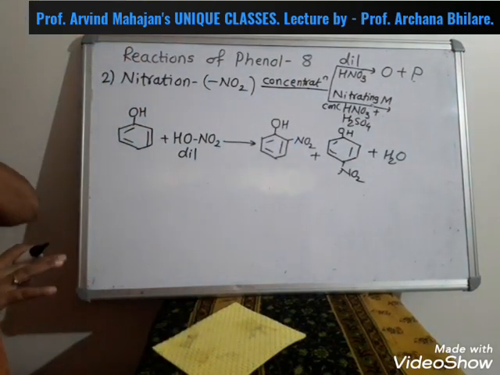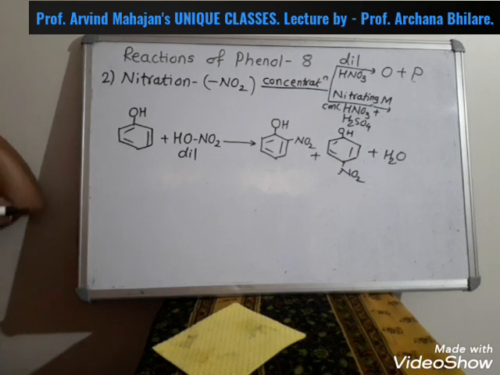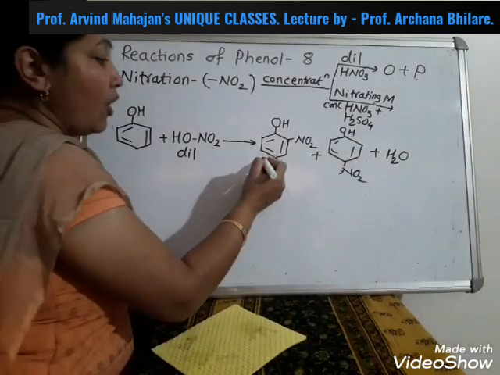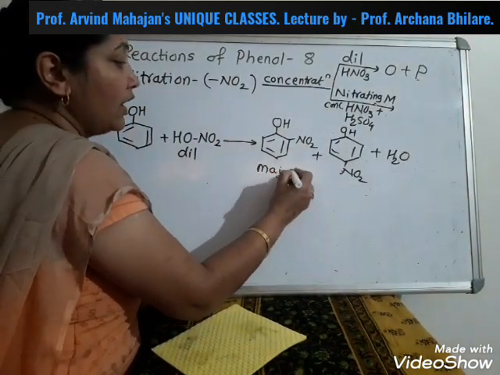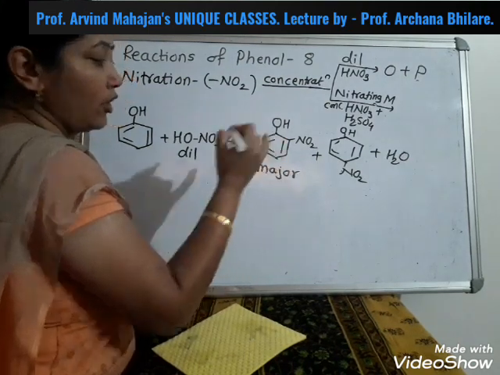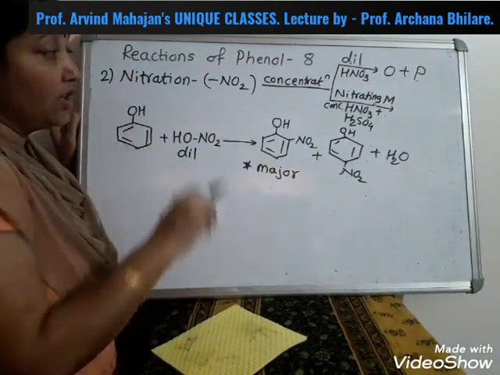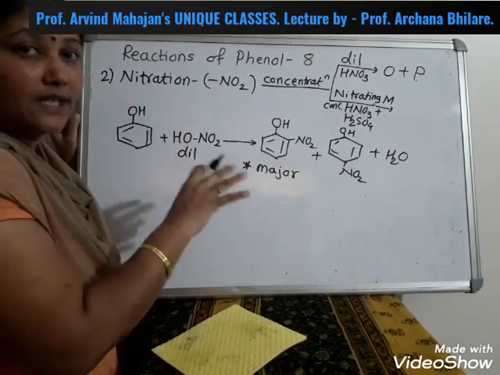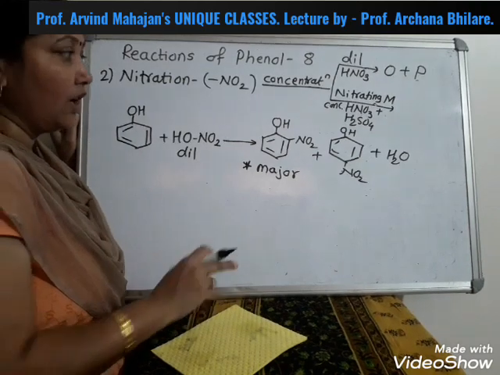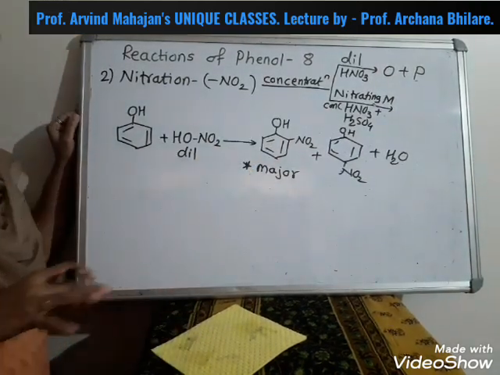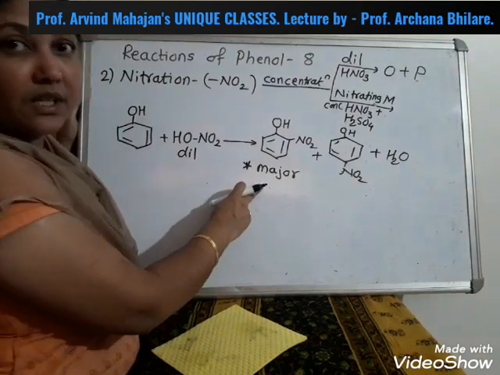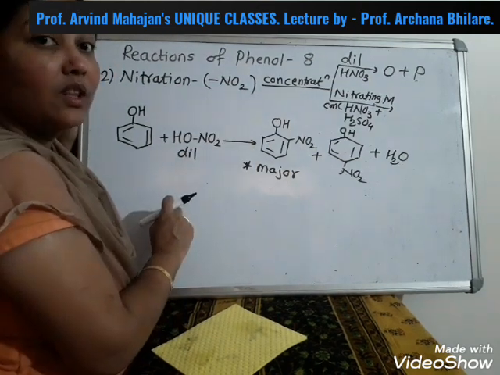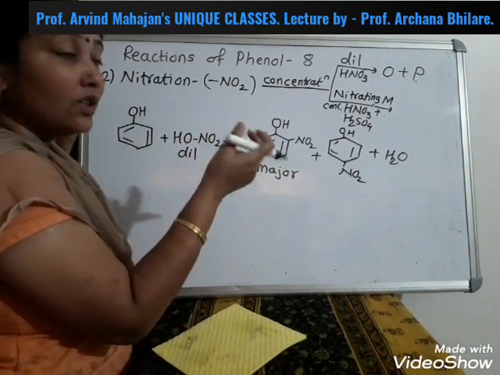Now, which is major? You will say paranitrophenol is major because the two groups are away from each other. But in this case, orthonitrophenol is the major product. Remember, very important. This is the only example where the ortho substituted benzene ring is the major product. Otherwise, due to steric hindrance, it is always unstable. Then why is it major? It means it has stability. Why is it stable?